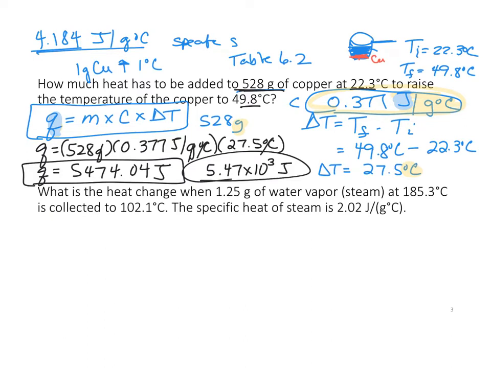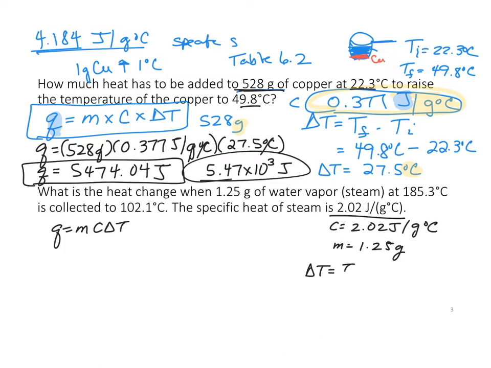What is the heat change when 1.25 grams of water vapor at 185.3 degrees is collected to 102.1 degrees? So once again, Q equals MC delta T. Water, steam, vapor. I'm going to look and see. That's water, gas. They give you that. So we're going to use that for C. C equals 2.02 joules per gram degree Celsius. Mass equals 1.25 grams. And then our delta T is T final minus T initial.